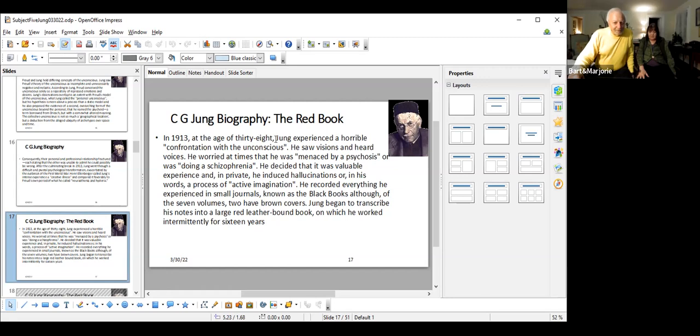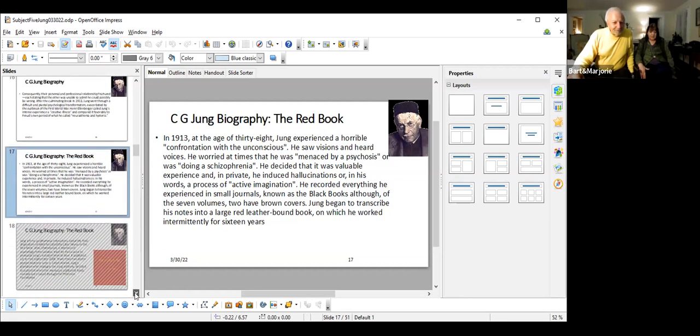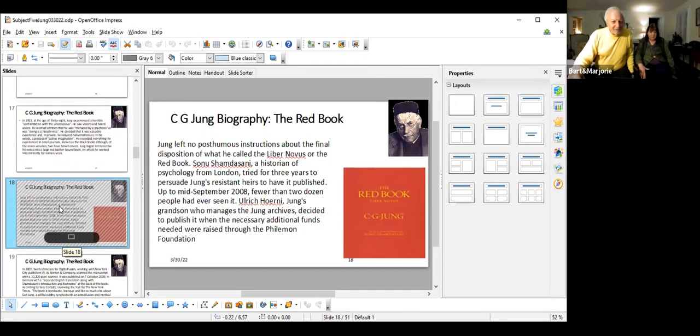At the age of 38, Jung had this confrontation with the unconscious. So he saw visions and he heard voices. He worried at times. He was menaced by a psychosis or was doing schizophrenia. He decided it was a valuable experience. And in private, he induced hallucinations, or in his words, a process of active imagination. He recorded everything he experienced in small journals known as the Black Books, although the 7 volumes do have brown covers. Well, Jung then began to transcribe his notes into a large red leather-bound book on which he worked intermittently for 16 years. And he's doing all of this other work at the same time, so it's hard to appreciate how much energy he had.